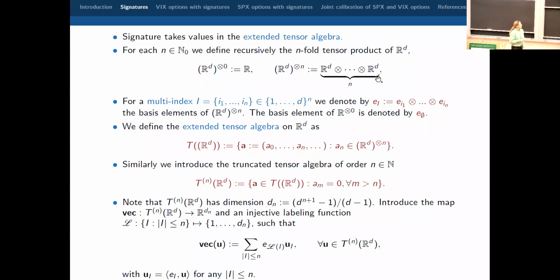And of course, we can somehow flatten this tensor algebra. When we truncate at level n, then the dimension of this is given by this expression here. And so this is then isomorphic to this R^(d^n). And then we often have some labeling function which makes a vector out of these elements in the tensor algebra. And what we also write here, so this u_I here, is when we extract the e_I component of an element here. Okay.